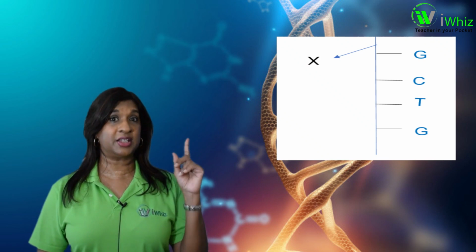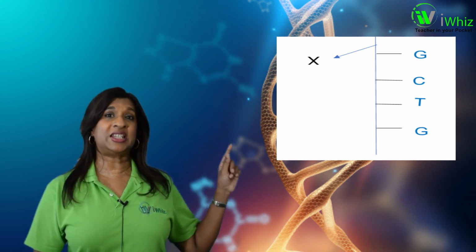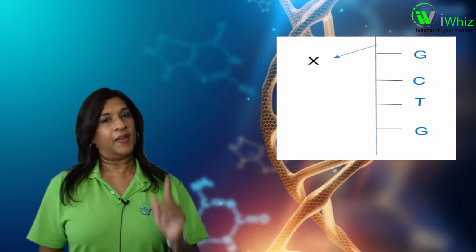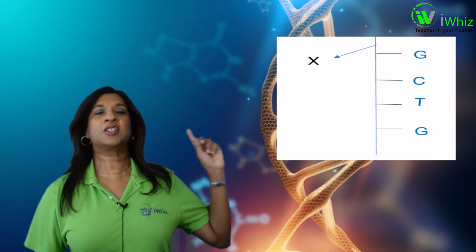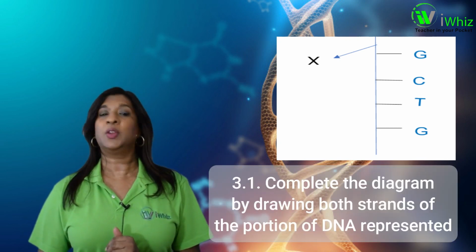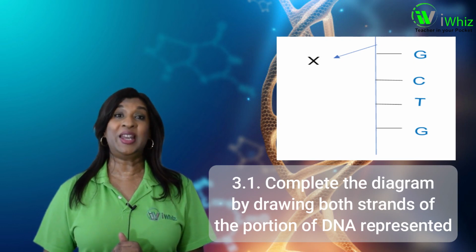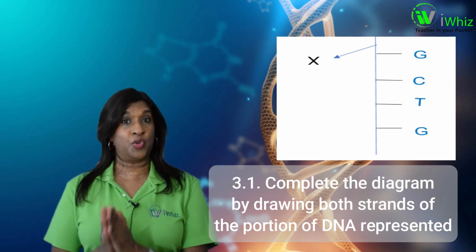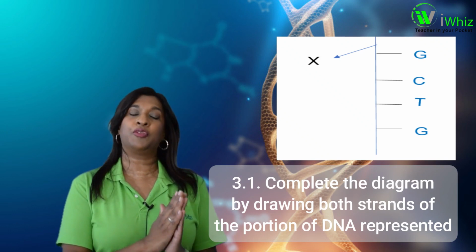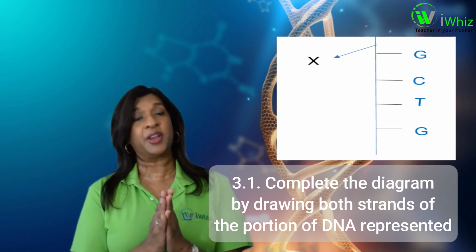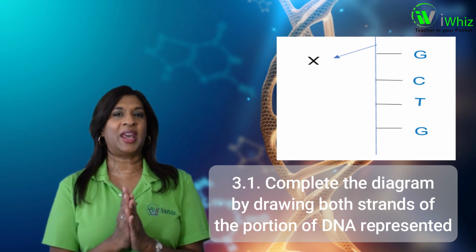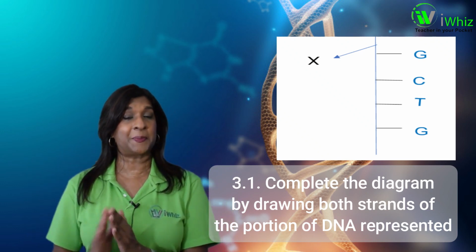GCTG. Right? So let's look at that again. GCTG. And then you've got a label line, and it's indicated by the letter X. Right? So look at it carefully, and let's look at our first question. The question is, complete the diagram by drawing both strands of the portion of DNA represented. Right? A drawing question. They're never complicated in a test or an exam.